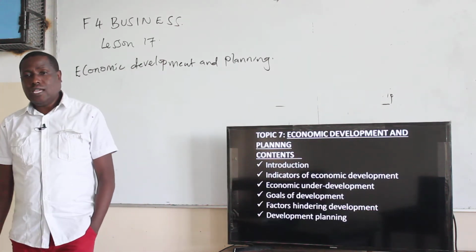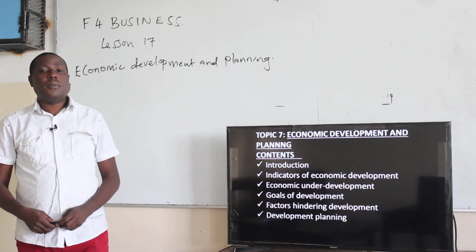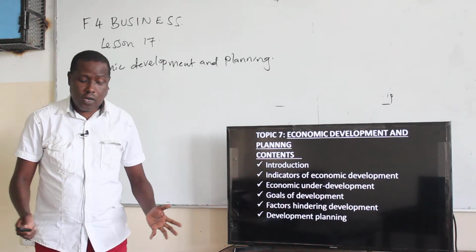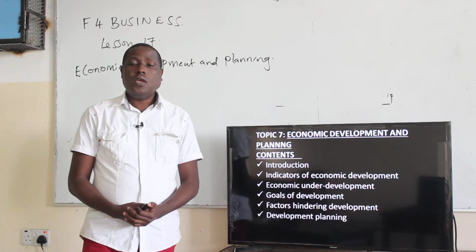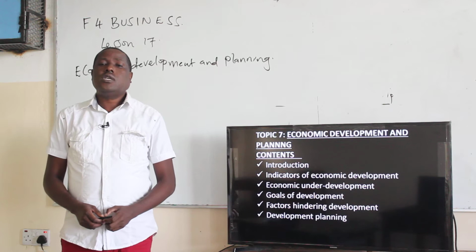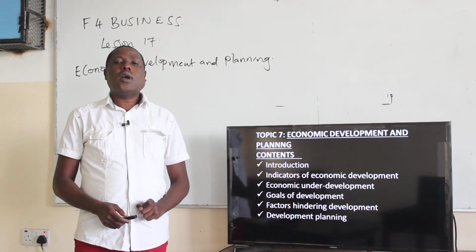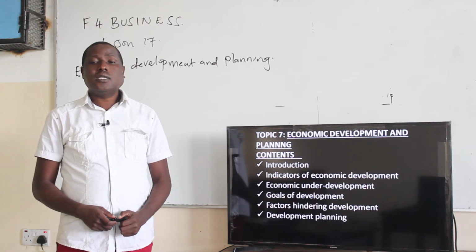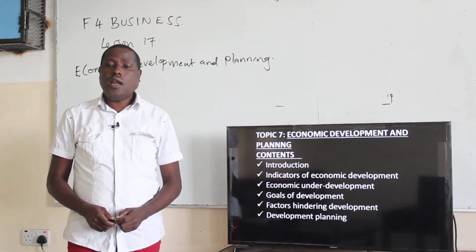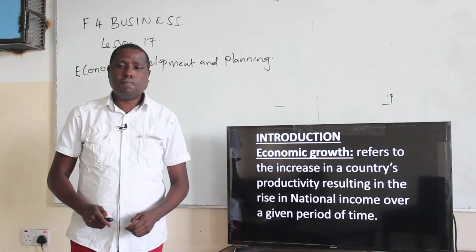So as I said, this is the last topic. We are going to look at the introduction. We'll look at indicators of economic development. So before the end of the topic, we should have looked at the indicators of economic development. We shall look at economic underdevelopment. We'll look at the goals of development, the aims. We shall look at the factors hindering development. Then we look at development planning.